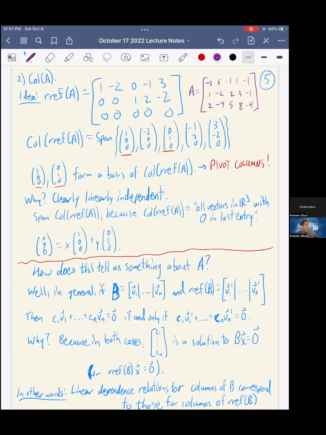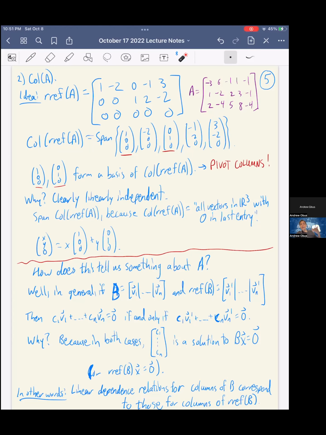And so, for instance, what do I mean by the linear dependence relations for the columns of a matrix corresponding to the same ones as those for the row reduced echelon form? Well, let's look at this matrix A. What's a linear dependency here? Well, we know that if I take 2 of the first column plus 1 of the second column plus none of anything else, that's going to give me 0, right? 2 of this plus 1 of this plus none of anything else gives me 0.